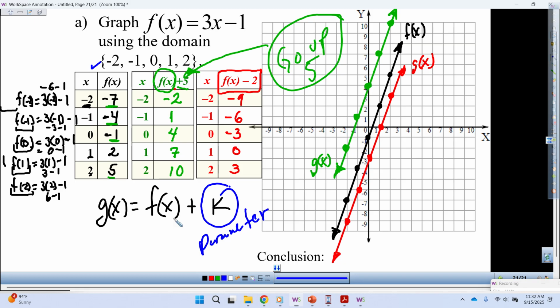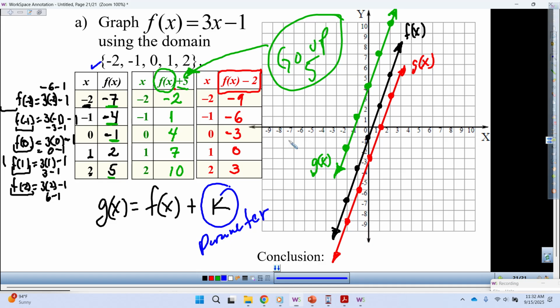So somebody walks in and you said, in order to get a new function g of x, I take f of x and I add k. What would you tell somebody walking in that k does to the entire function according to what we did there? Talk it over with your neighbor. What does k do to the function?